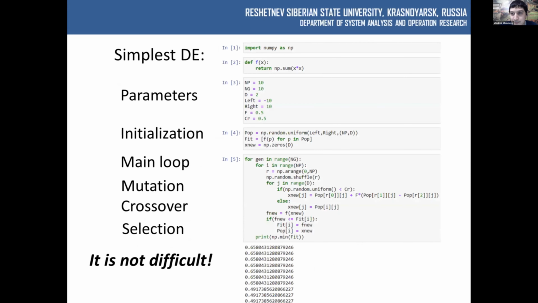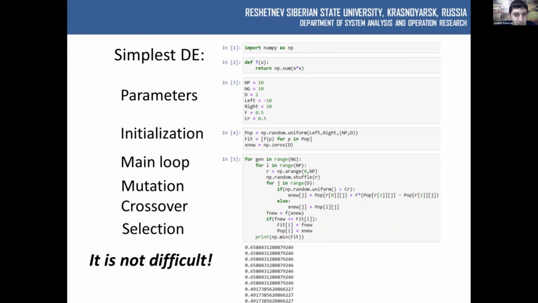Okay, so how do we implement differential evolution? It's not that difficult, actually. So this is the code. This is all you need to do in Python. Of course, maybe in C++ it will be more lines of code, but I just wanted to show you how simple it is. So you see, we have parameters. We have some function, which is just x squared.